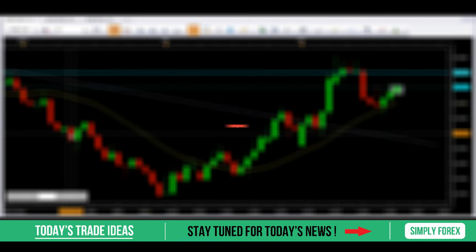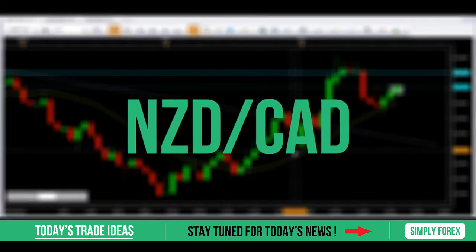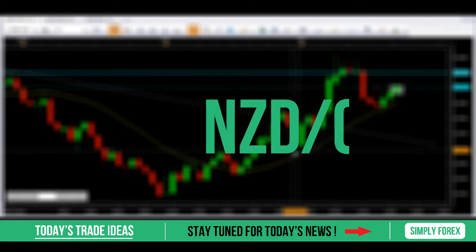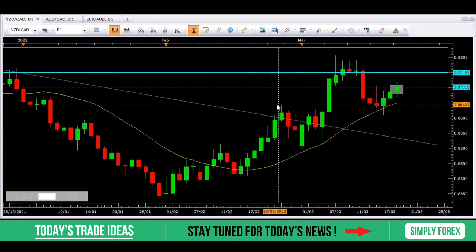Right, trades for today, the 21st of March, Monday. We have three potential trades. The first one is this. This is the New Zealand dollar against the Canadian dollar. We've been long in this since the back end of last week, and not much has changed, guys.